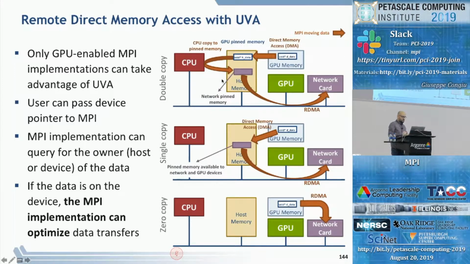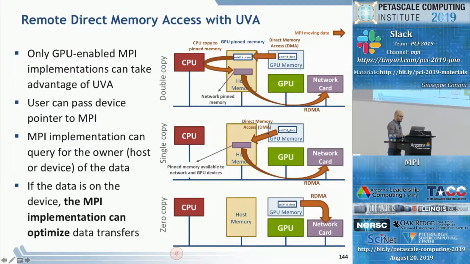Zero copy means that the host memory is not involved at all in the data transfer. On the other side of the spectrum, if you don't have any hardware support, the MPI implementation has to transfer data through the host memory. And to do that, the MPI implementation has to allocate a buffer in the host memory, register it, pin it with the GPU so that the GPU can directly DMA data into it. And then the MPI implementation can move the data from the registered buffer to another network registered buffer that can be directly accessed by the network card.